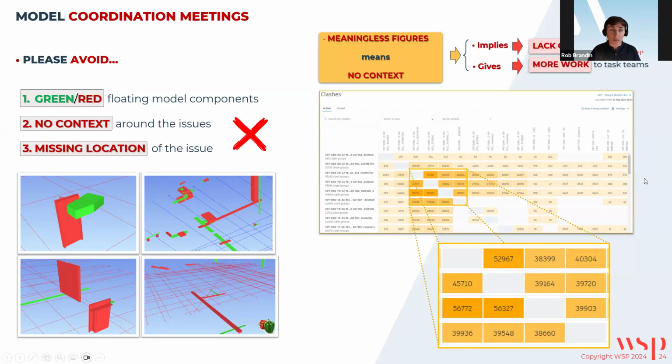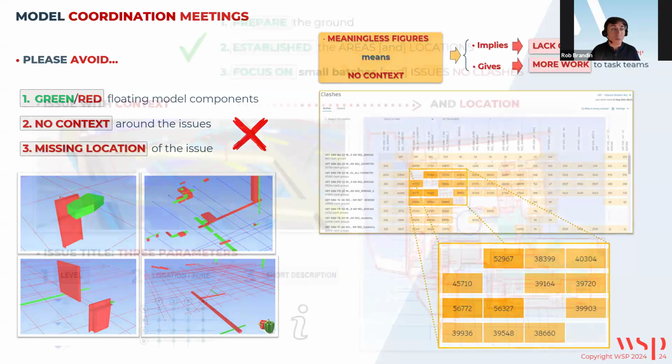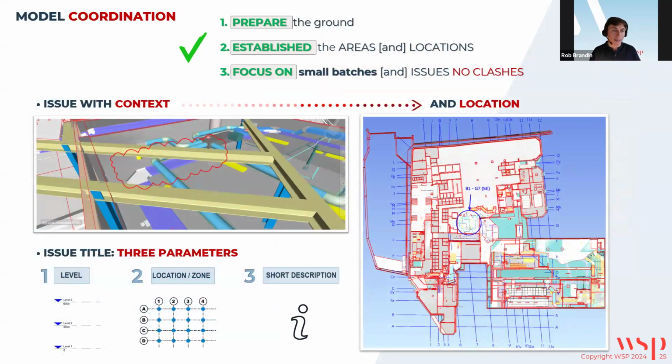And the idea is very simple, and this is what I apply to my workflows, and it's very, very simple. Again, this meeting is about simplicity, and what I do in all the issues that we create is just to have 3 different items within the title. So within our title, we always put the level, the location or the area, the zone, and the short description. So we need to prepare the ground first. We need to establish the areas and location, and we need to focus on small batches and issues, not clashes, as I said before. And this will give us consistency to everybody.